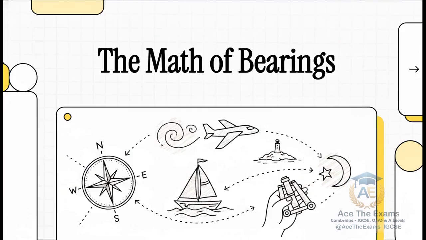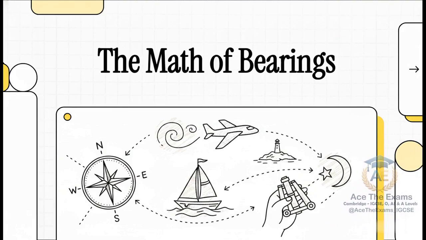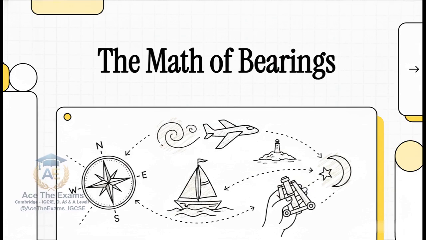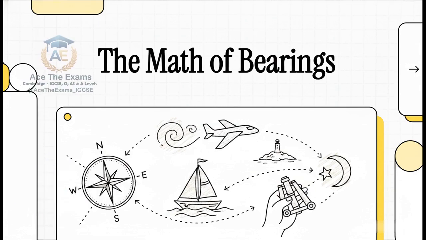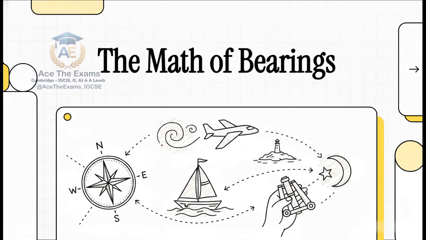Welcome everyone, and welcome to the Game Designer Explainer for your Cambridge Mathematics exam strategy. Today we are targeting syllabus code 0580, and we are going to absolutely level up your answers for one of the trickiest, most misunderstood topics on the entire paper: bearings.